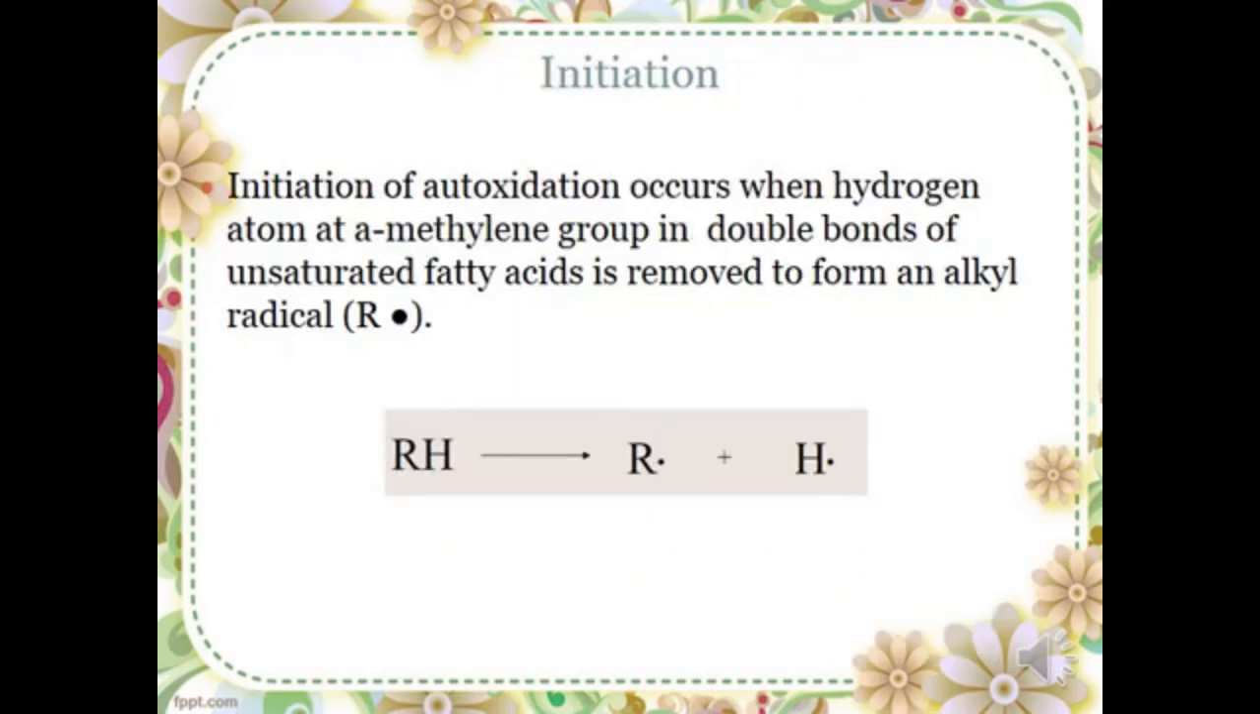So let us look at the mechanism for lipid oxidation or autoxidation. It will initiate when the hydrogen atom at the methylene group in the double bond of the unsaturated fatty acid is removed. So you have the unsaturated fatty acid here, and the hydrogen is removed at the methylene group in the double bond. It will form an alkyl radical here, as well as a hydrogen radical.